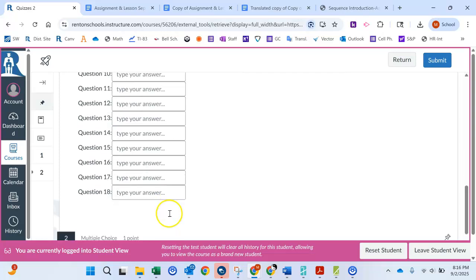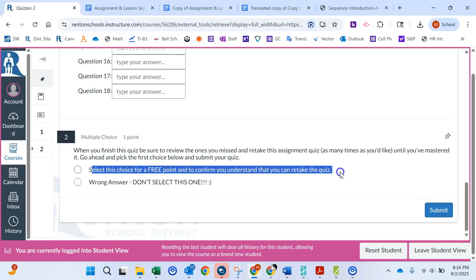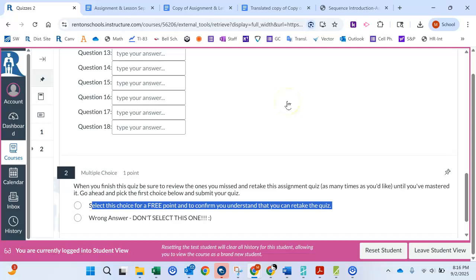So then type the rest of your answers there, and when you're done, also make sure you select this choice, or always select this for a free point to make sure you understand, but you can always retake the quiz, okay? And then when you're done, you hit submit, and you'll be able to get your answer, but you can retake it as many times as you want. So that's how you do this assignment.